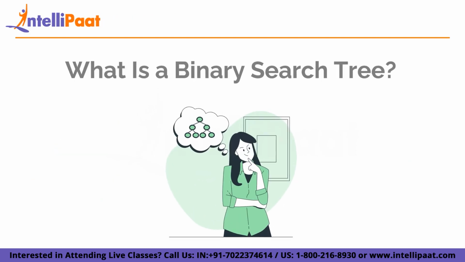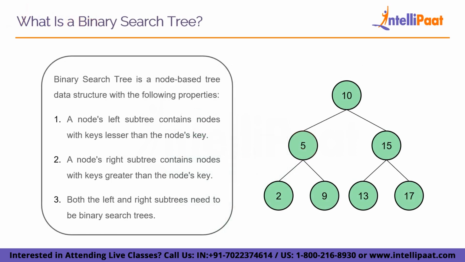To understand the red-black tree better, let us first understand what a binary search tree is. A binary search tree is a node-based tree data structure in which all the nodes to the left of the parent node contain data lesser than the parent's data, and the nodes in the right subtree of the parent contain data that is greater than that of the parent. Both the left and right subtree should form a binary search tree on their own. For example, here we have a binary search tree in which 10 is the root node.